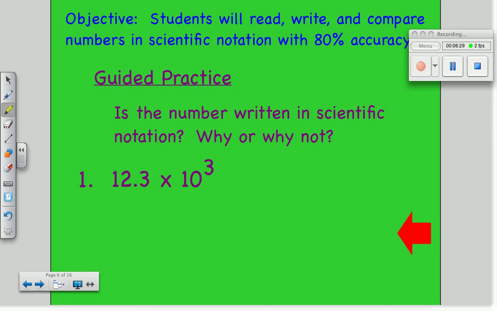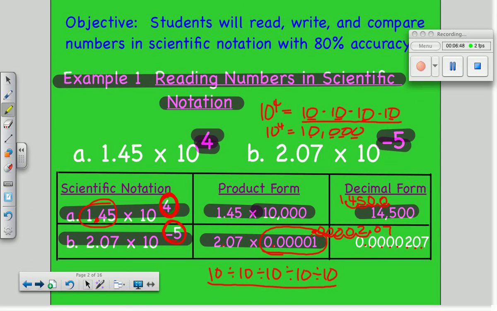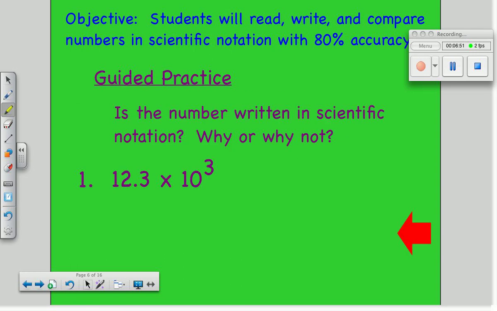Let's start practicing this. Okay? So let's see if this number is written in scientific notation. Why do you think it is, or why do you think it isn't? So remember the rules. I'm going to go back really quickly to the first page that tells us the rules about C. C must be more or equal to 1. So there's the first thing. And it has to be less than 10.